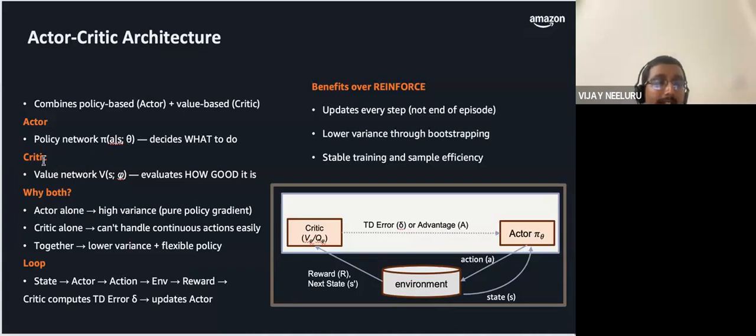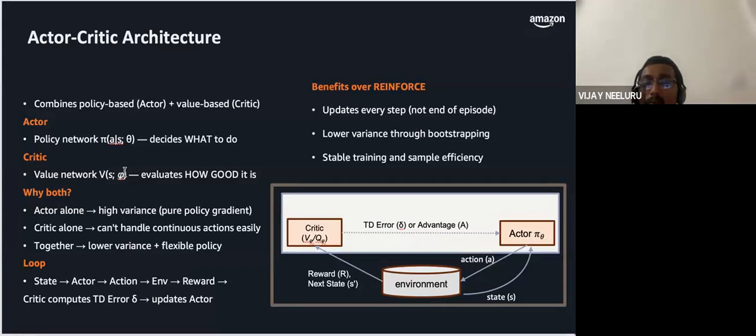The next is the critic, which is the action evaluator. The critic's role is to evaluate the actions taken by the actor. It learns the value function that estimates how good it is to be in a certain state or how good a specific action taken in that state is.